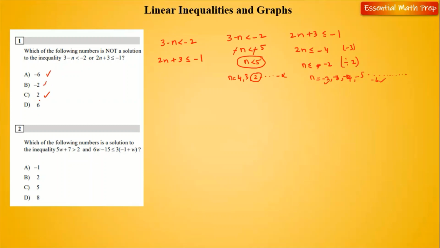6 is the only one not possible. The highest number we can have in the positive domain is 4. So 6 is out of the question. So that is the correct answer.